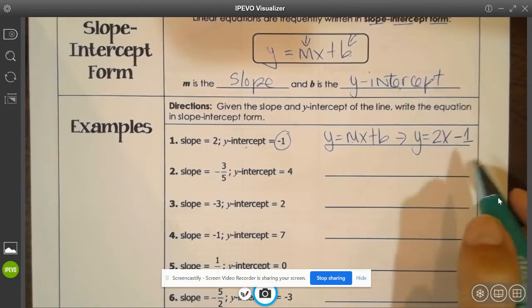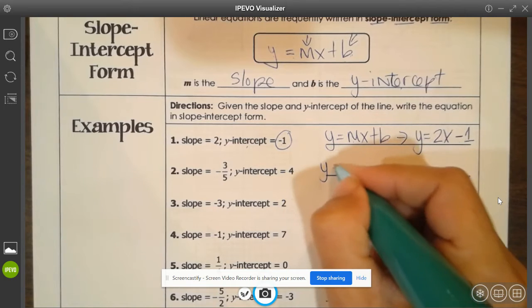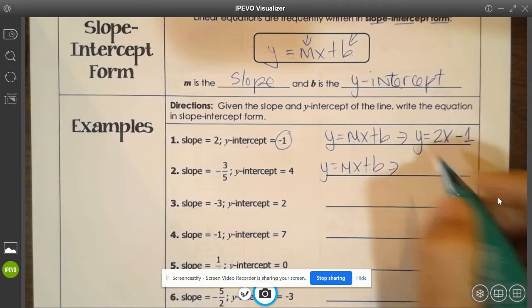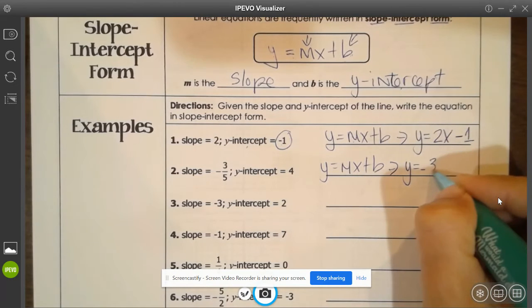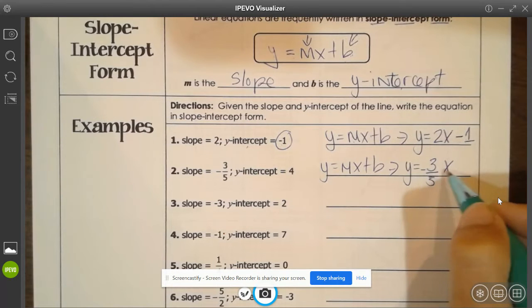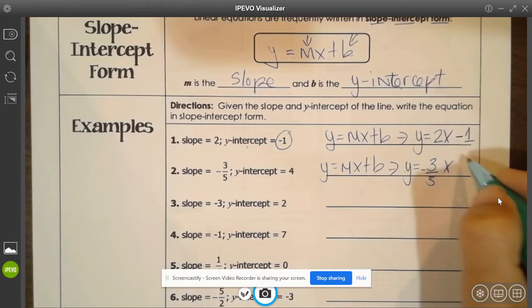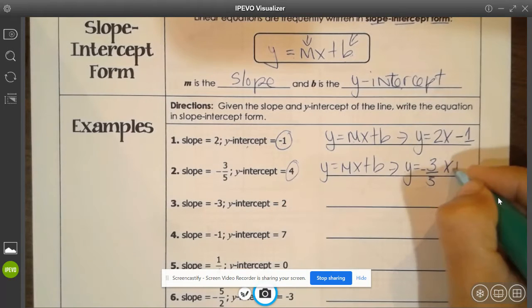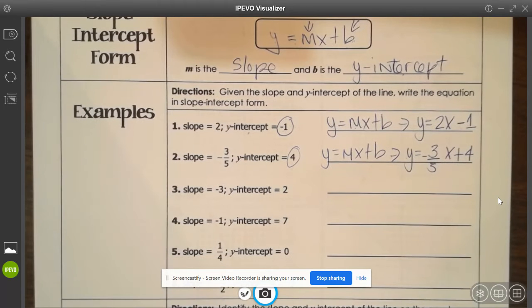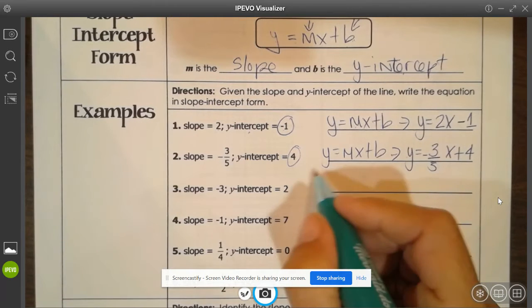Okay, so let's do the next one. Slope is negative 3/5, so your y equals mx plus b. Your slope is negative 3/5, so y equals negative 3 over 5. Don't forget about this x, because in the slope-intercept form, you have to have an x and you have to have a y. And then plus, because that's positive, so plus 4. And that is your y-intercept. All right, so we're just substituting here. We're not calculating anything still. All right, let's do the next one.